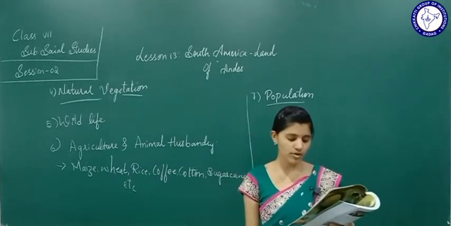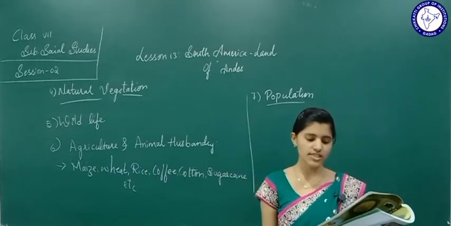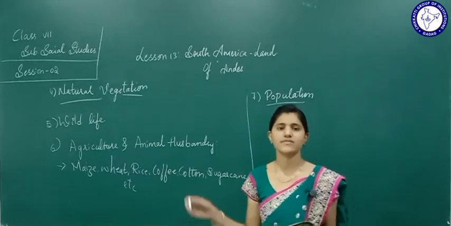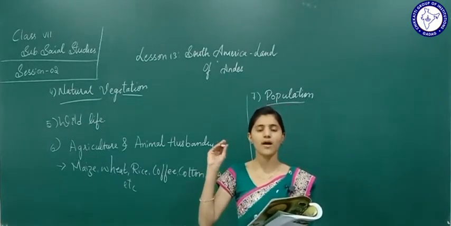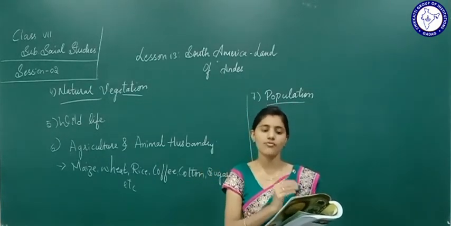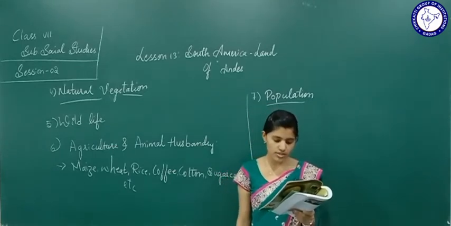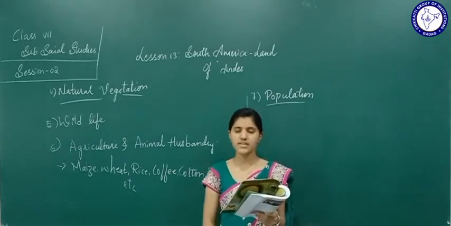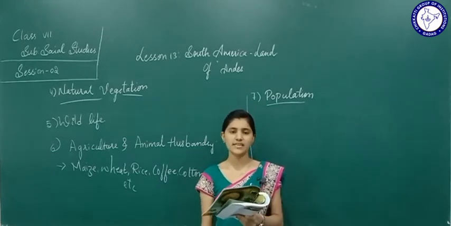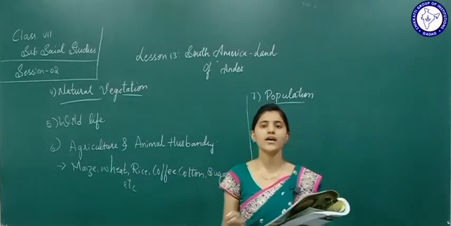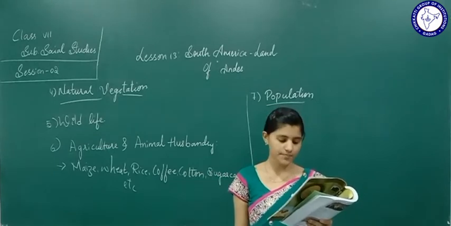Slaves were brought from Africa to work in plantations. Slaves, workers, were brought from Africa for the work of plantations. The intermarriage among these groups formed mixed races. Because of the intermarriage, we can find mixed races there.